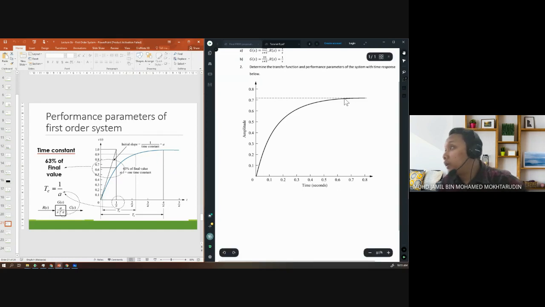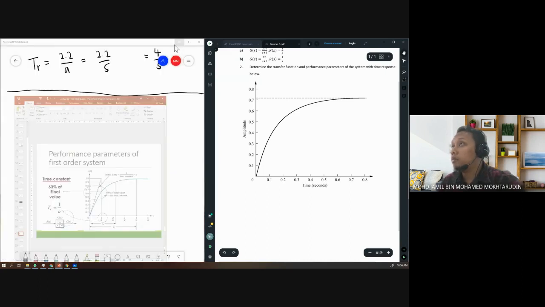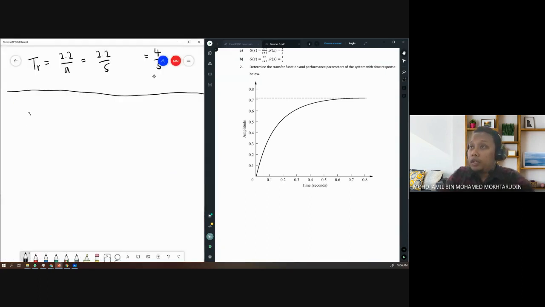So the final value given from the graph is somewhere about 0.7, 0.71 or 0.72, okay, somewhere about that. So let's jot down final value equals 0.72, okay, somewhere about this. So time constant equals 63% of final value.